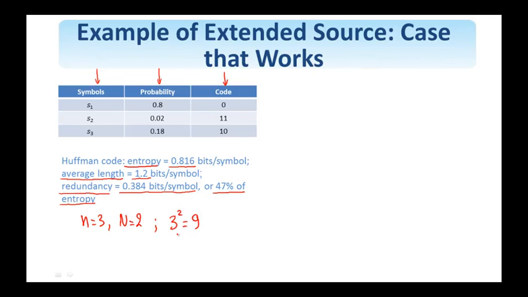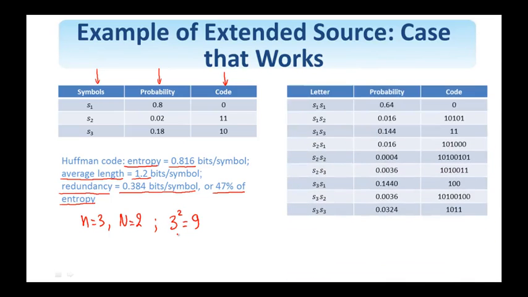And these are the symbols we obtained by all possible combinations of the 3 symbols of the original source. So here is the alphabet of the extended source, and here are the associated probabilities. To form these probabilities, I multiply the probabilities of the symbols. So S1, S1 is 0.8 times 0.8, 0.64. S1, S2 is 0.8 times 0.02, which is equal to this, and so on.